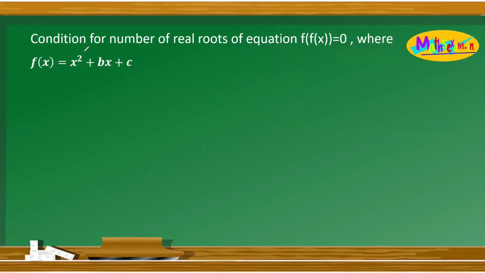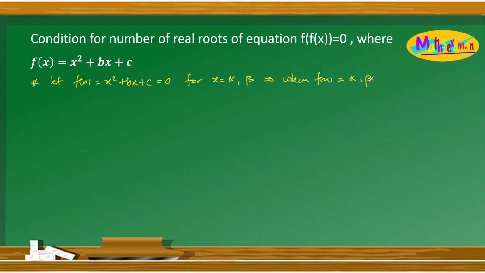So today we will discuss the conditions for the real roots of the equation f(f(x)) = 0, where f(x) is a simple quadratic in x. Let us say f(x) = x² + bx + c = 0 for x = alpha and beta. So this implies when f(x) is equal to alpha or beta.